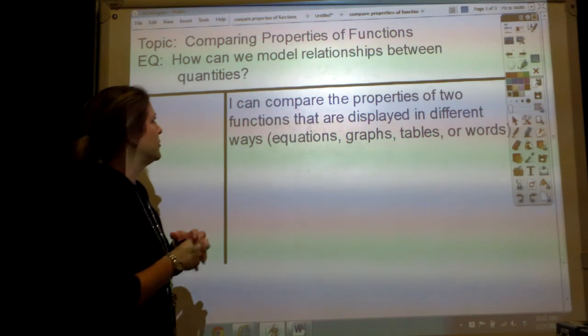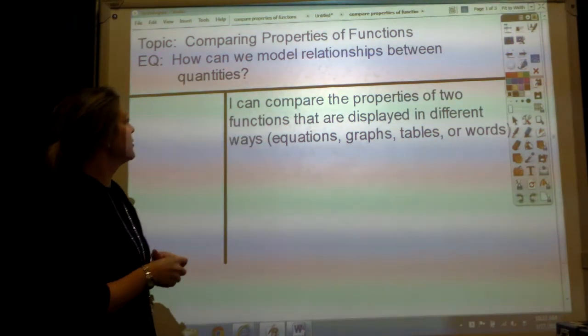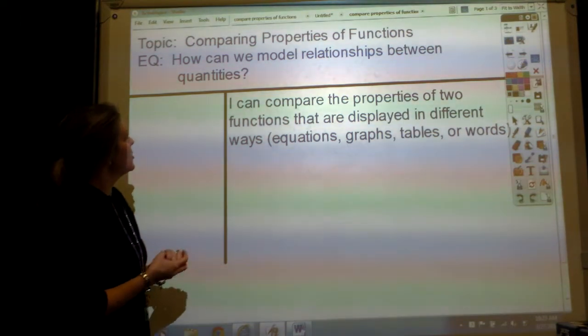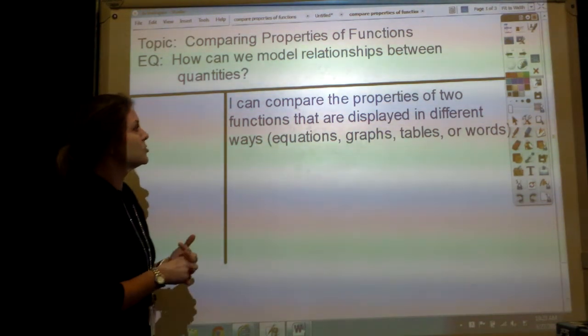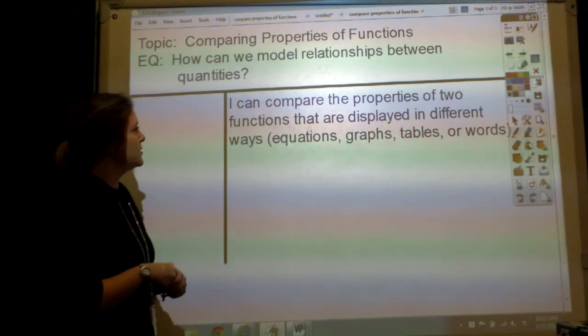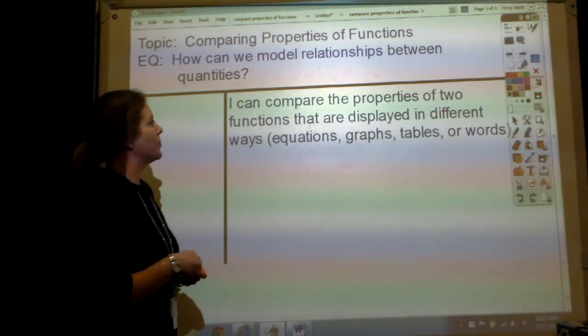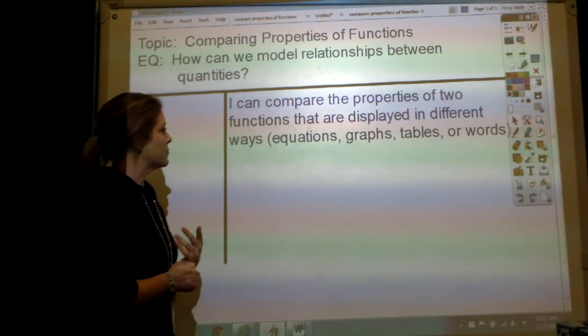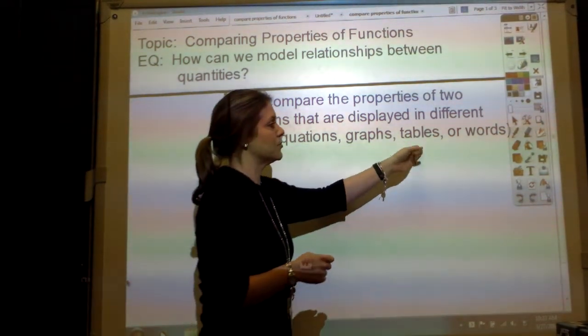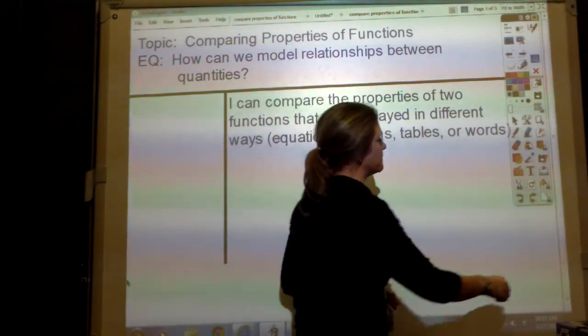We're continuing on with functions. In this particular lesson, we're going to be looking at comparing properties of functions. Essential question: how can we model relationships between quantities? And at the end of this lesson, you should be able to say, I can compare the properties of two functions that are displayed in different ways. For instance, equations, graphs, tables, or words.